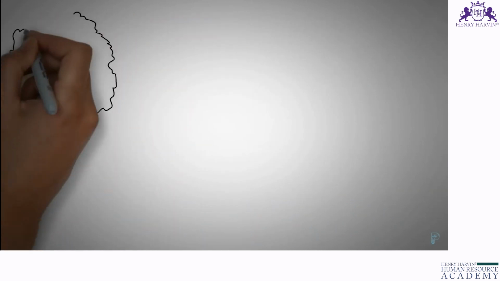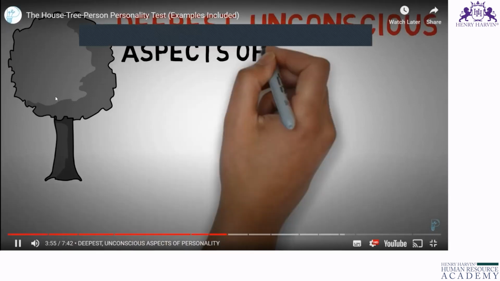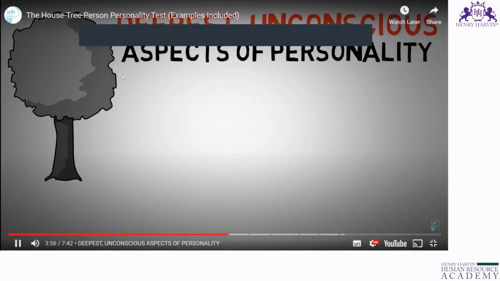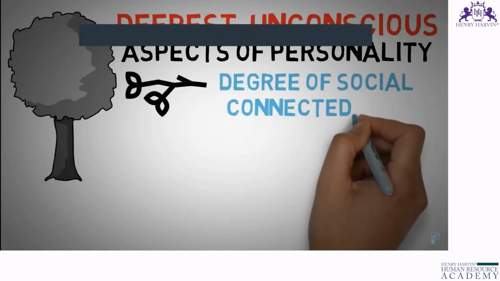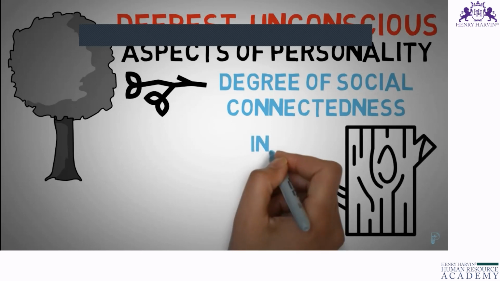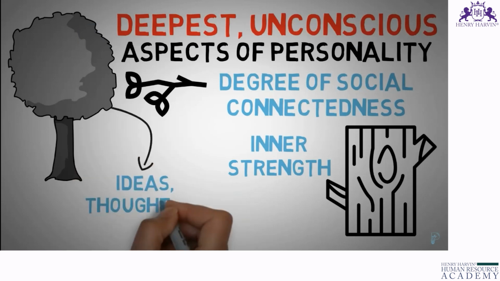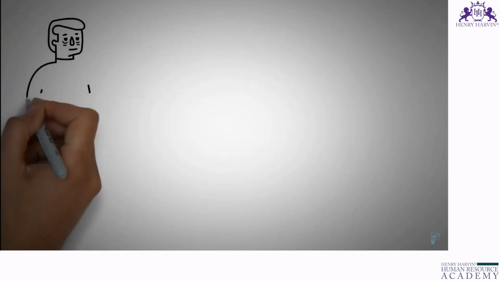Next, we have the tree. The tree is thought to suggest the deepest unconscious aspects of their personality. The branches may show the degree of social connectedness. For example, a tree with no branches indicates that the person has little contact with others. The trunk is often seen as a representation of inner strength, and the tree crown stands for ideas, thoughts, and self-concept. Lastly, we have drawing a person.